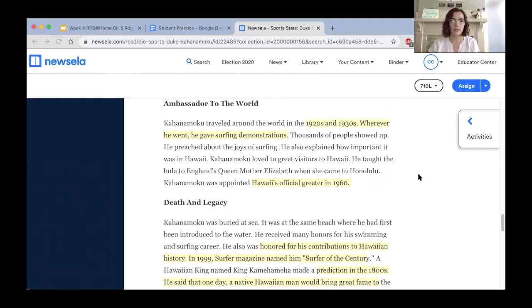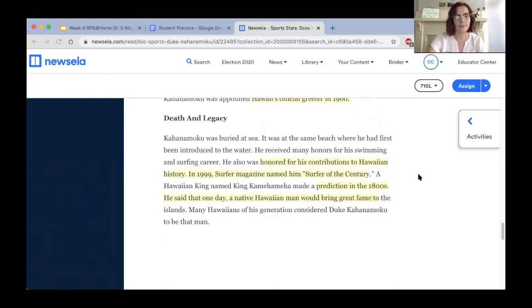Thousands of people showed up. He preached about the joys of surfing. He also explained how important it was in Hawaii. Kahanamoku loved to greet visitors to Hawaii. He taught the hula to England's Queen Mother Elizabeth when she came to Honolulu. Kahanamoku was appointed Hawaii's official greeter in 1960.